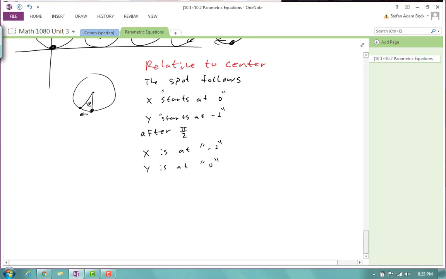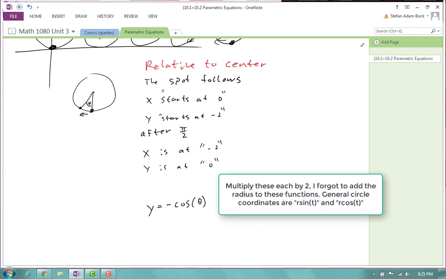So I'm going to see if I can use this to set up a couple of parametric equations, because I know I'm going to be using sine and cosine somehow. So it looks like, since y starts at -2 and then goes up to 0, I'm going to use y equal to negative cosine of, we'll use theta. And then x, it starts at 0 and then it goes down to -2, which means I'm going to be using x equal to negative sine of theta.